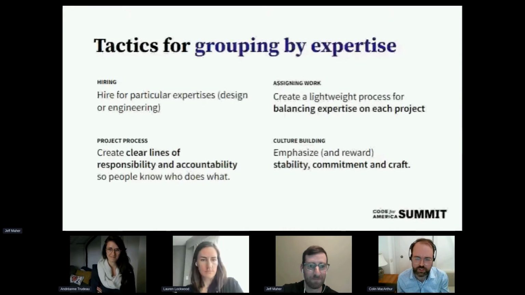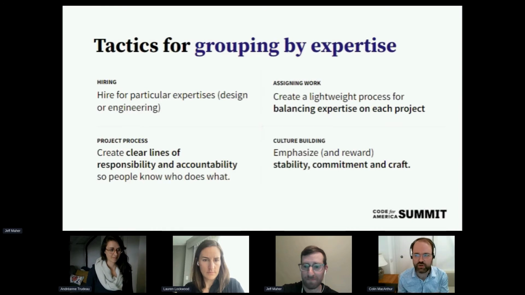You can also move in this direction by clarifying what each role does on a product team. So when you're looking at your project processes, you can say, okay, now that we're trying to be really focused on expertise, we need to support people in doing that by clarifying, okay, what exactly does each group of people do?